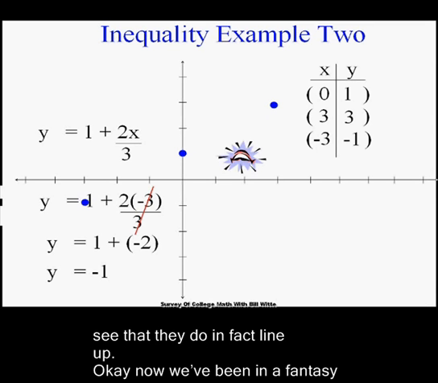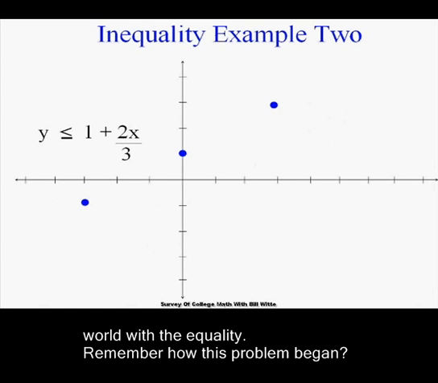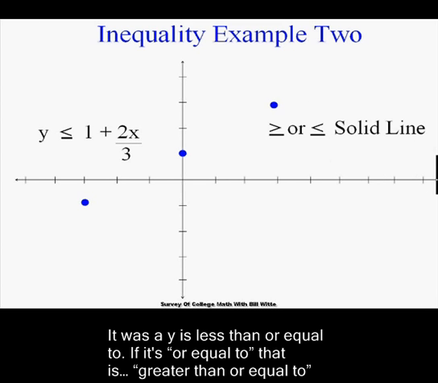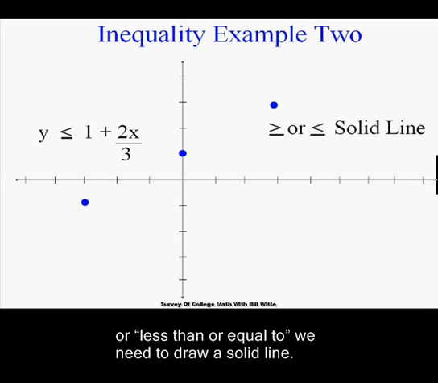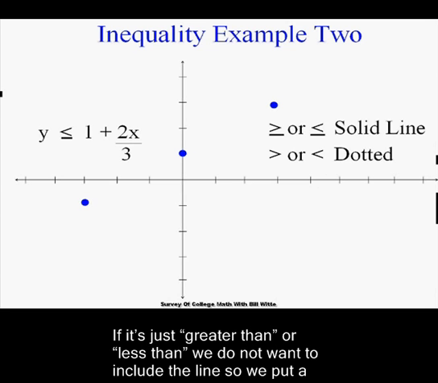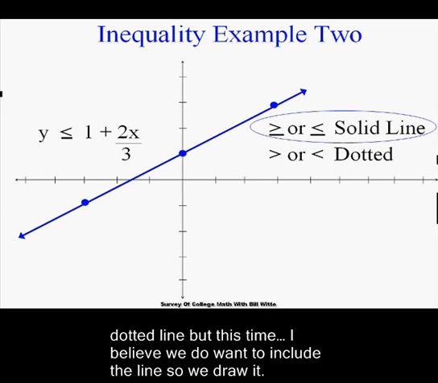Okay, now we've been in a fantasy world here with the equality. Remember how this problem began? It was a y is less than or equal to. And if it's greater than or equal to or less than or equal to, we're going to draw a solid line. If it's just greater than or less than, we don't want to include the line, so we do a dotted. But this time, I believe we do want to include the line, so we draw it.